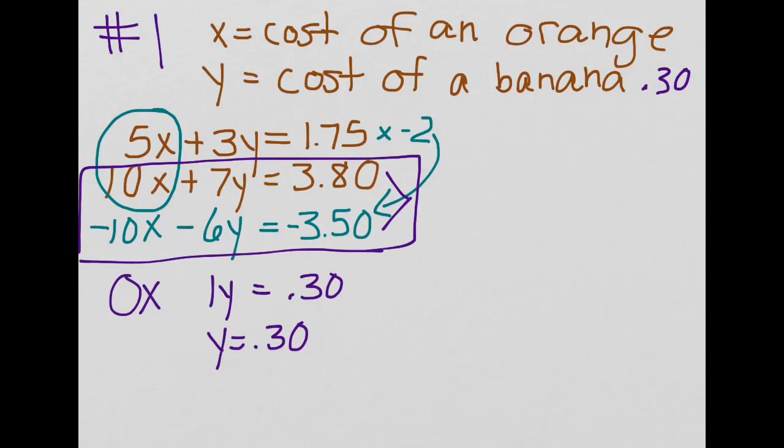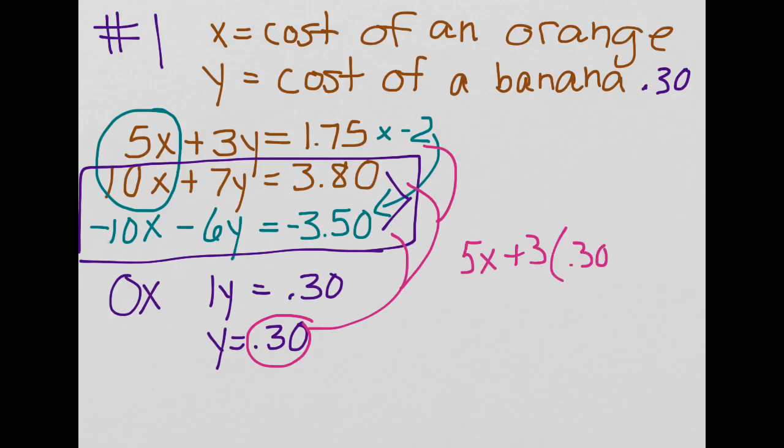Now let's find out how much an orange costs. We can plug this 30 cents back into either one of these equations. In fact, we have 3 choices now. I am going to plug it into the original first one just because it's a little bit simpler. So I'm looking for x, but 5x plus 3 times 30 cents, because now I know that y equals 30 cents, is going to equal $1.75.